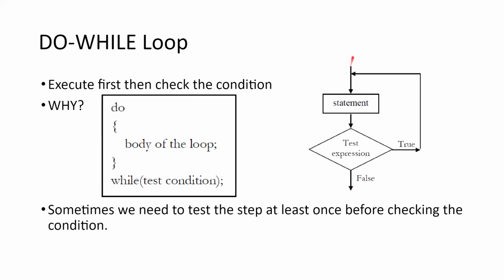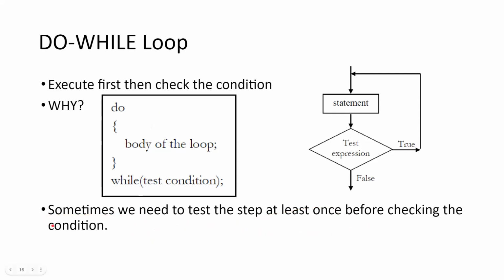So in this case, if you see the flow chart, this is reversed. In while loops, the test expression is on the upper side, and then the statement is below. But in the do while loop, the statement, the action, is first, and then the condition comes later. If it's true, then it will go back to this one. Why do we do something like this? Because sometimes we need to test the step at least once before checking the condition.